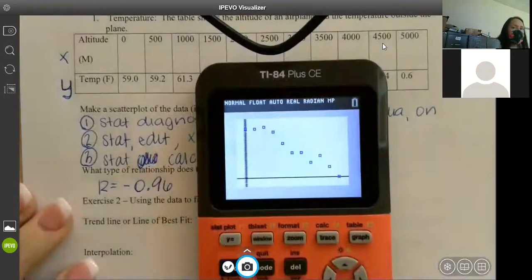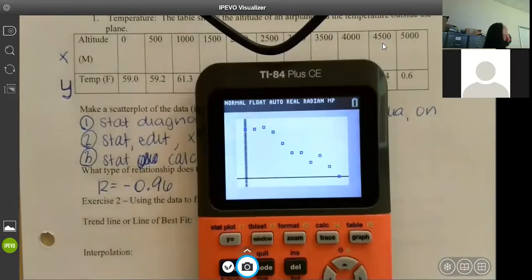This is what your scatter plot looks like. Can you tell that it's negative? How can you tell it's negative? It's going down, right? Are they really close together? Yeah, that's how you know it's strong. So you can look at the graph too, but we don't have to make the graph because we have the R on our calculator.